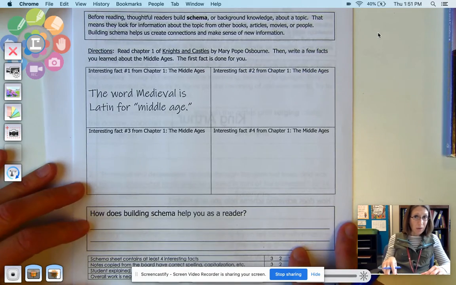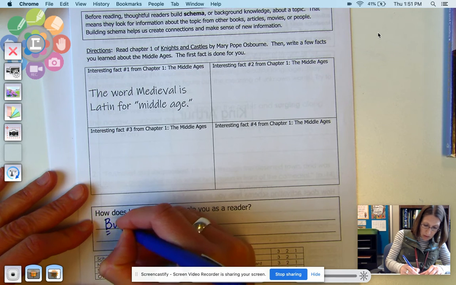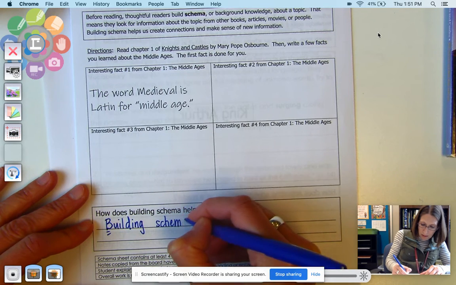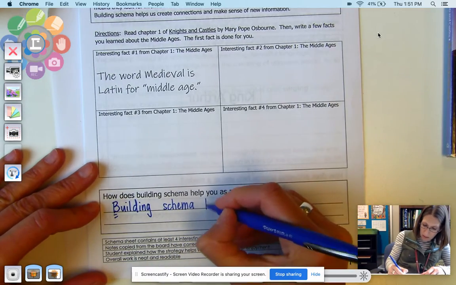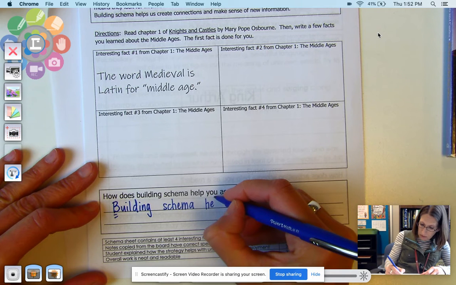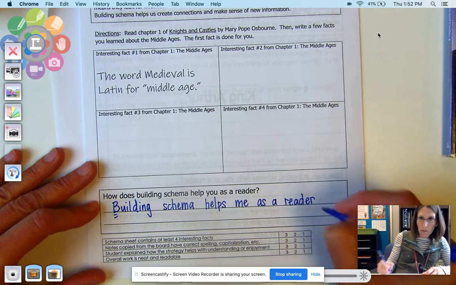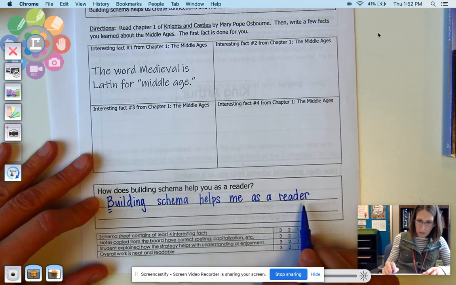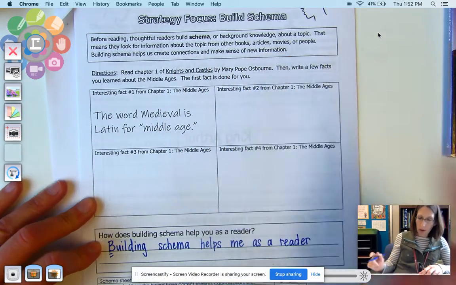So if you wanted to, you could even do that right now. You could write this sentence. If you don't want to do this now, you could do it after too. So, building schema, and that's just a fancy word for background knowledge about a topic. Building schema helps me as a reader. So remember, we're trying to use words from the question in our answer. Building schema helps me as a reader create connections and make sense of new information.